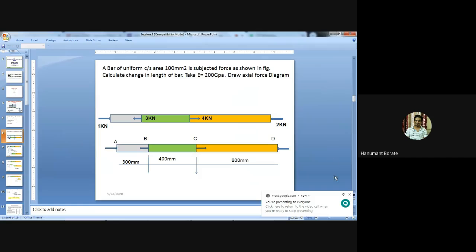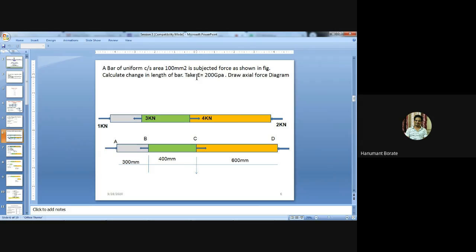Now we'll see one problem, and how to solve it. A bar of uniform cross section 100 mm square. So the cross section of the bar is given; the cross section of all three bars is equal, that is 100 mm square, and it is subjected to force as shown in the figure. Calculate the change in length of the bar, meaning we need to find the total deformation.